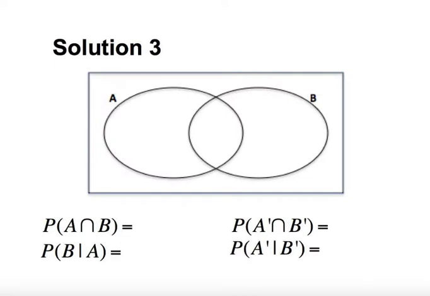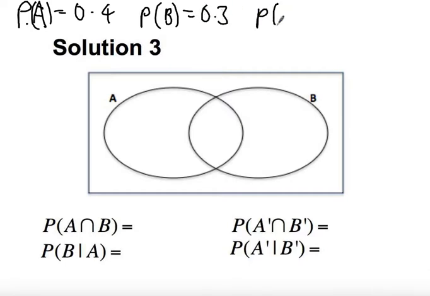Okay, so starting off, just a reminder, we know that the probability of A is 0.4, probability of B equals 0.3, and the probability of A given B equals 1/3.